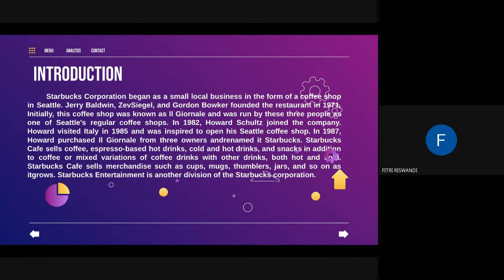Starbucks Corporation began as a small local business in the form of a coffee shop in Seattle. Jerry Baldwin, Zev Siegl, and Gordon Bowker founded the shop in 1971. This coffee shop was known as Il Giornale and was run by these three people as one of Seattle's regular coffee shops. In 1982, Howard Schultz joined the company.